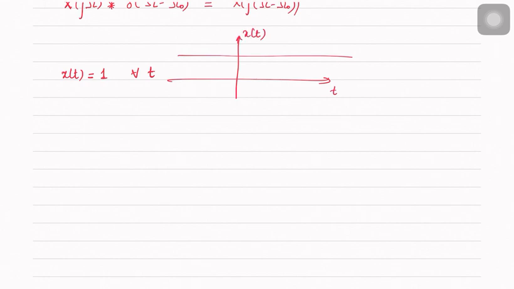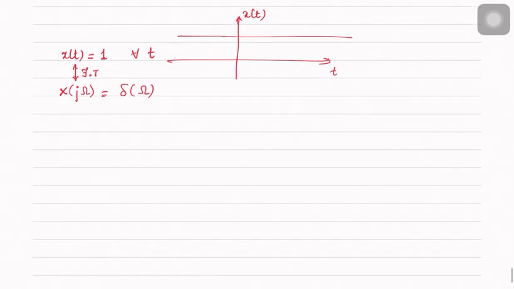So x of j omega, the Fourier transform for this, is delta omega. So you have an impulse at omega equal to 0 and nothing else exists. So this is my x of j omega.